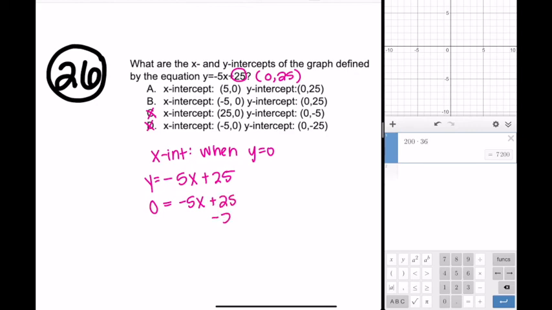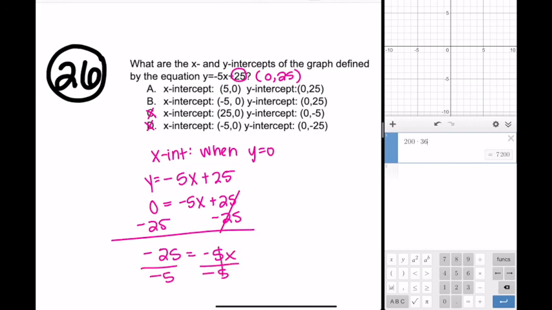So we would move the 25 first. So -25 equals -5x. And then divide by -5. So we'd get 5 equals x. Or that's the point when x was 5, y was 0. So that gives us option A.